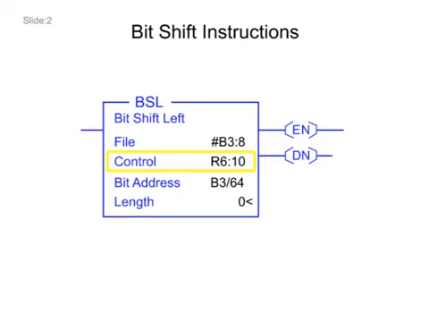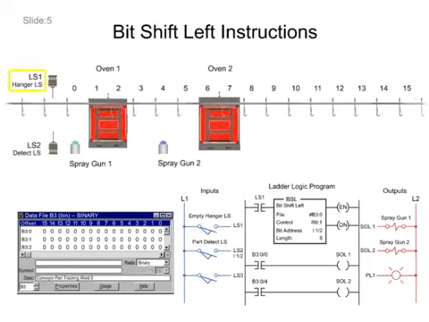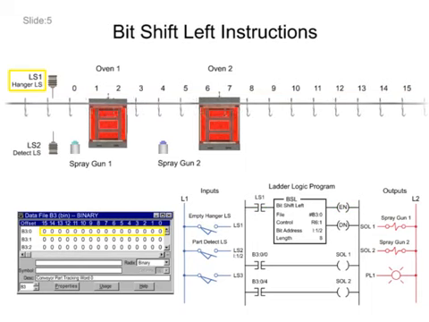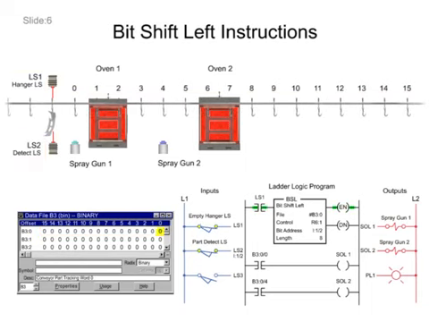Of the paint line match the length of the word in the bit shift left instruction. As hooks are detected by the LS1 limit switch, bits are shifted in file B30 from left to right. When parts are detected by the LS2 limit switch, logic 1 is loaded into the first bit of the shift.